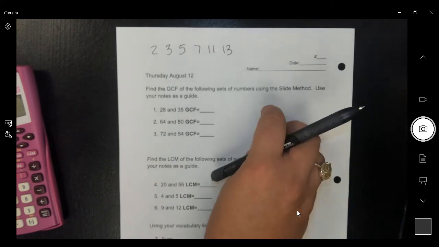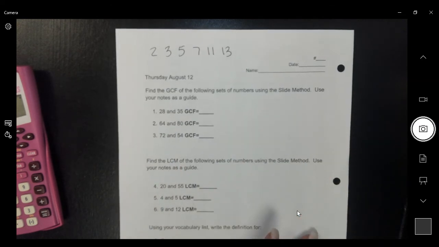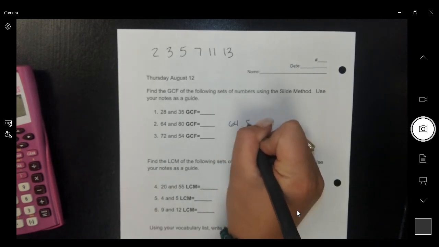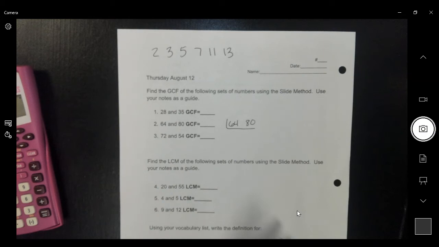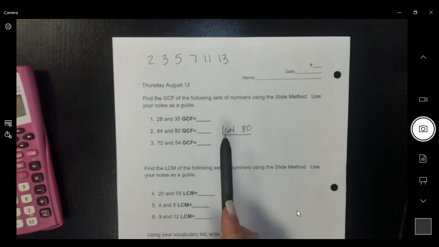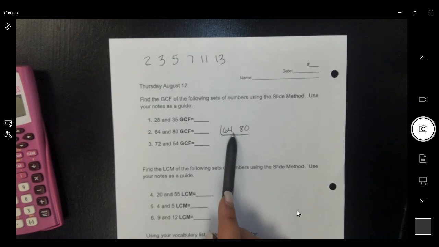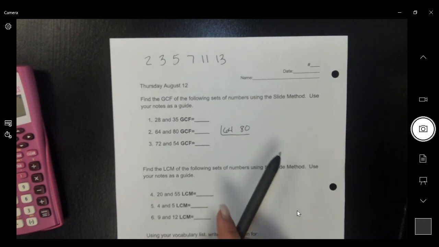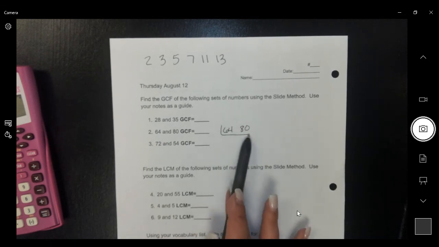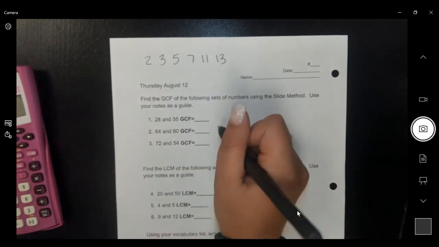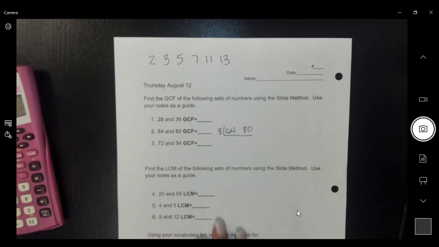Now, if you don't have enough room to work it right here, get a piece of notebook paper and work through it on that. So I'm going to put 64 and 80 in the slide. I noticed that both 64 and 80 are even, so they have a common factor of 2. But I could go even higher. Because I know my math facts, I know that 8 can go into 64 and 80. So even though it's not on the list, I can still use it because I know it is a factor. So I'm going to go ahead and put it right here.